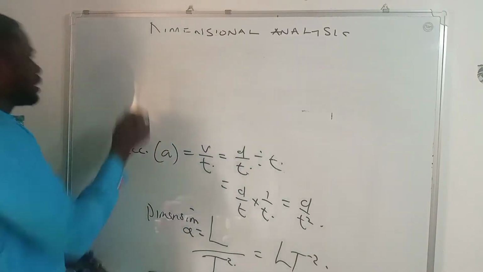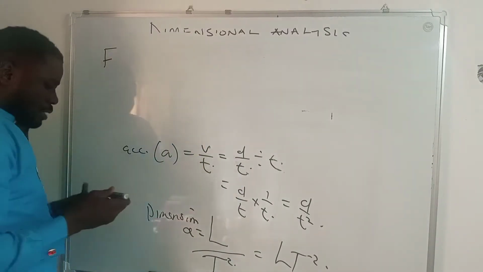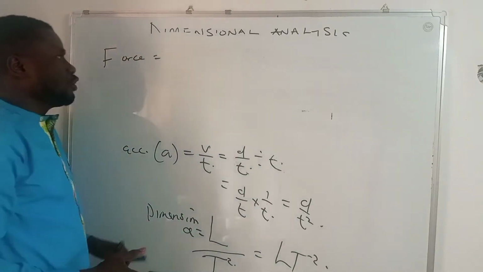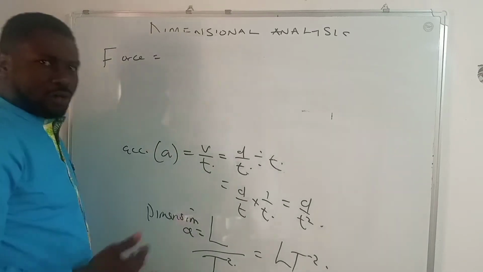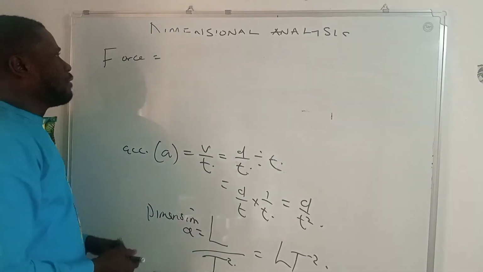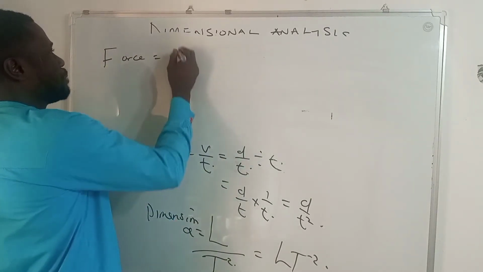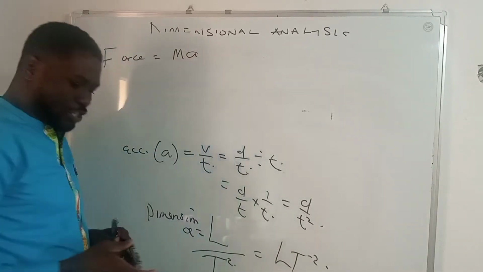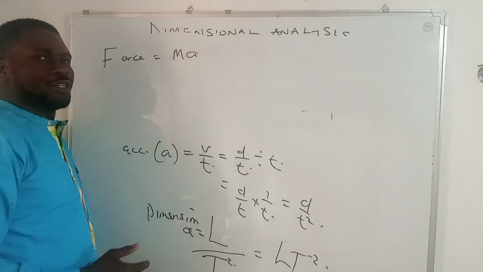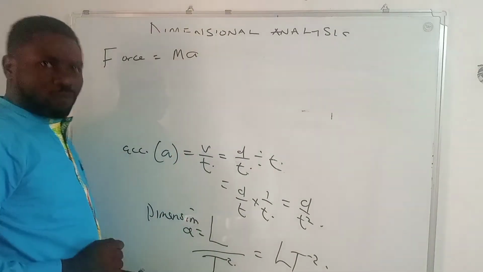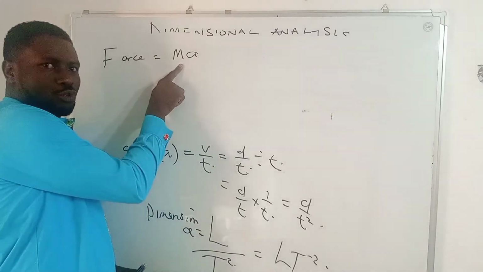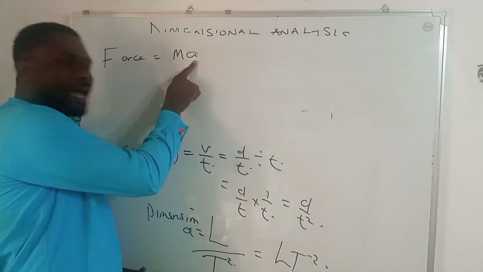Now, let's take the dimension of force. Force. Again, you need to know or remember the formula of force. Now, force is defined as the product of mass and its acceleration, the product of the mass of a body and its acceleration. And so ma is force. Now, m is mass. We are okay with this one, but the problem is the a must be removed.